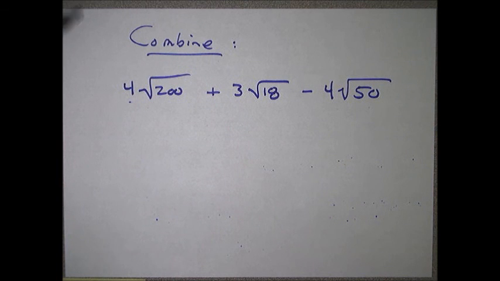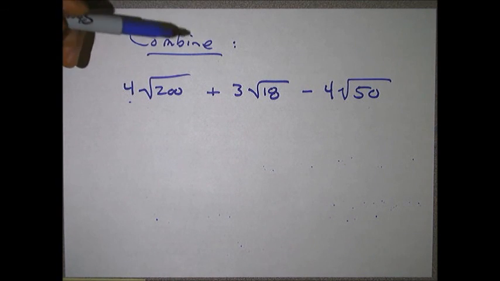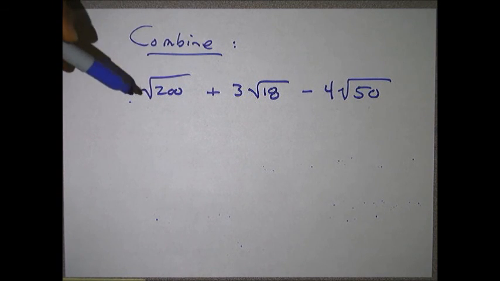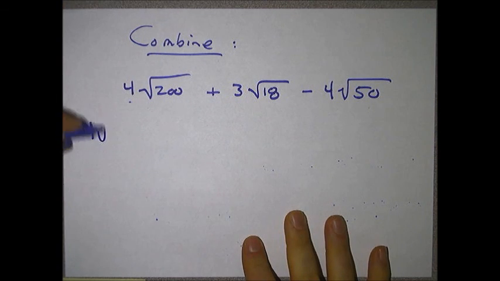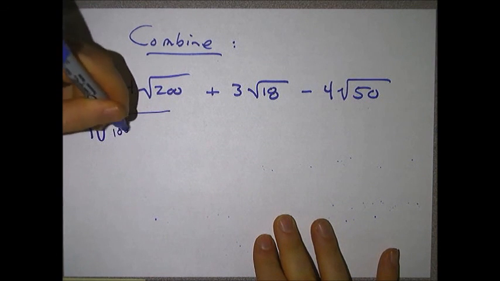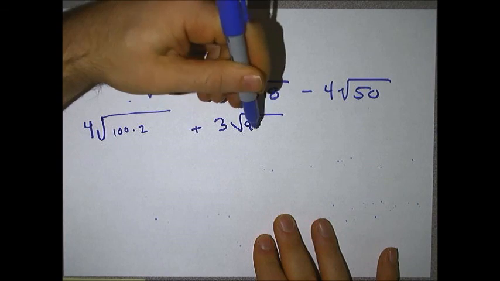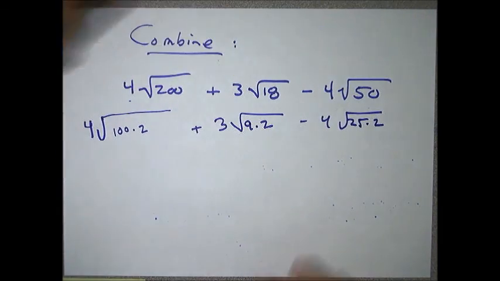Okay, this problem asks us to combine these radicals. To add or subtract a radical, we need the same exact number underneath the radical. So first step is to take each radical and break it down. So I'm going to say the first one is 4 times 200, which will be 100 times 2. The second one would be 9 times 2. And the last one would be 25 times 2.